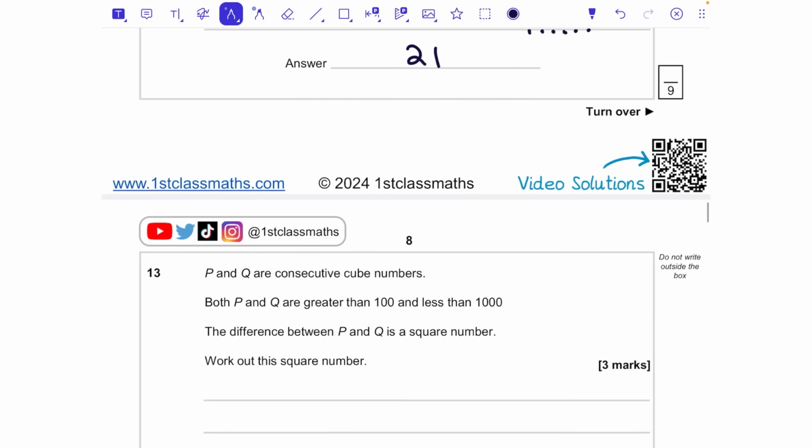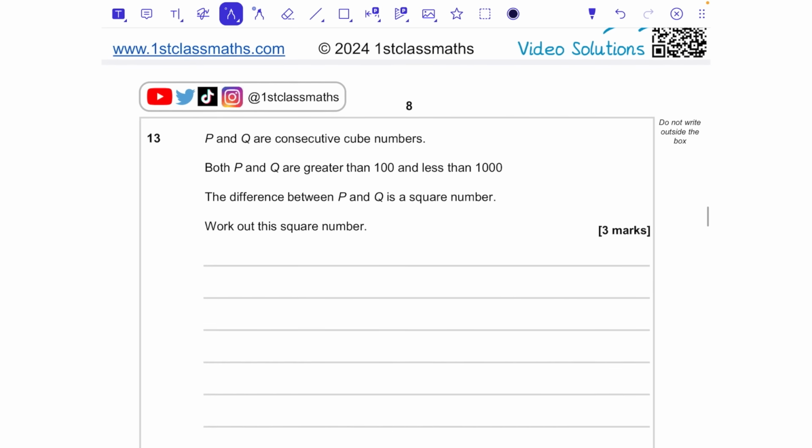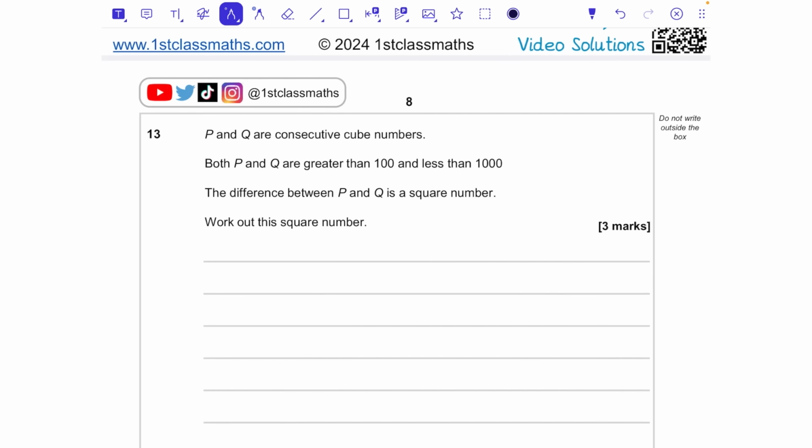There we go. Question 13, P and Q are consecutive cube numbers. Both P and Q are greater than 100 and less than 1,000. The difference between P and Q is a square number. Work out this square number. Okay, let's think about our cube numbers then. So we know that 5 times 5 times 5 is our first cube number that goes over 100. So that's 125. 6 cubed, 6 times 6 times 6 is 216.